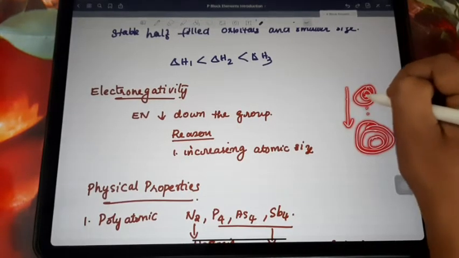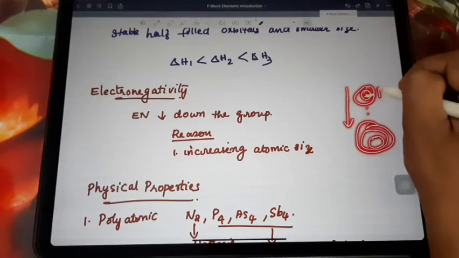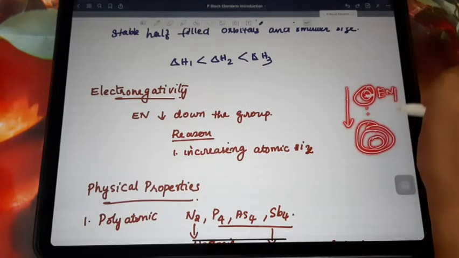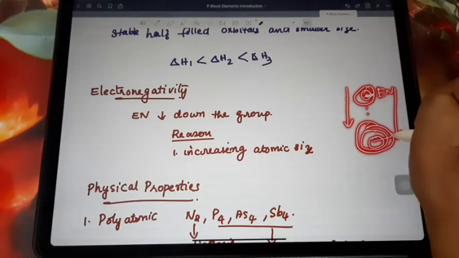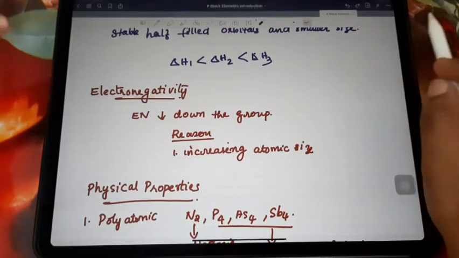So the first elements have more electronegativity. But when we are going down the group, electronegativity decreases because the size increases. There is less attraction from the nucleus. That's why. Okay, that is all about electronegativity.